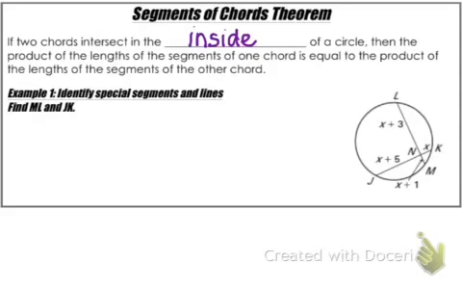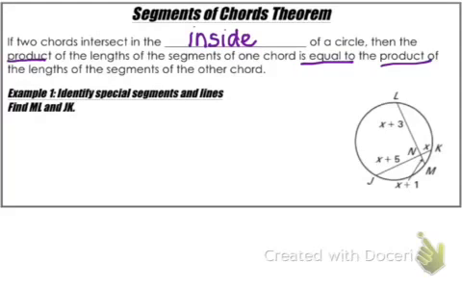So let's break down this theorem. It says that the product of the lengths of the segments of one chord is equal to the product of the lengths of the segments of the other chord. So we're going to be multiplying the individual segments of these chords. So let's see how this will be set up.